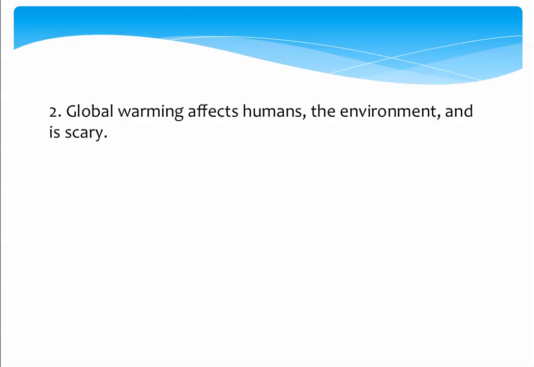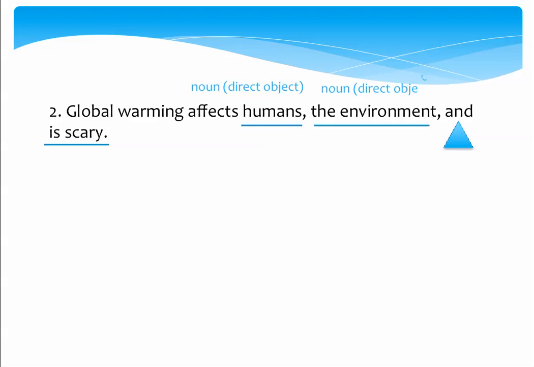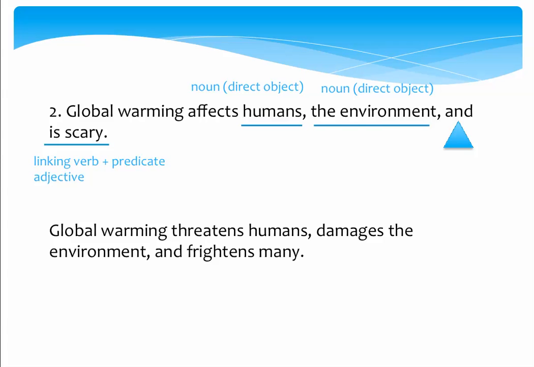Number 2, global warming affects humans, the environment, and is scary. What am I joining? Humans, the environment, and is scary. Humans is a noun. It's functioning here as a direct object. The environment is also a noun functioning as a direct object. But the last element, I have a linking verb and a predicate adjective. This is not going to work. I have to figure out some way of completely rewriting this sentence so that I can bring it into balance. Again, multiple options. What I've chosen to do is to create verbs, action verbs, and direct objects. So you have to do a little bit more creative thinking with some of your sentences.